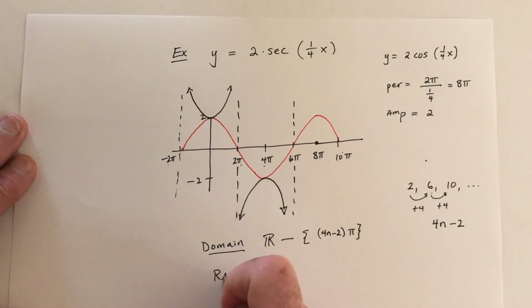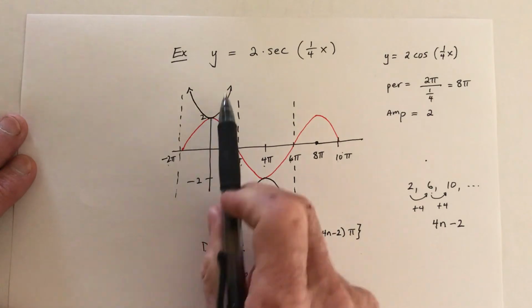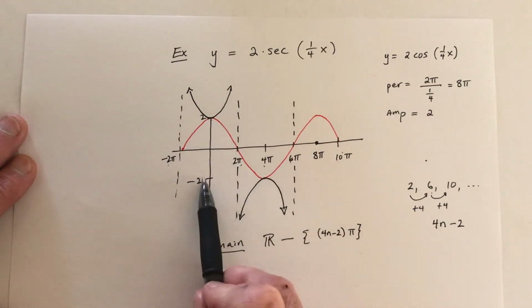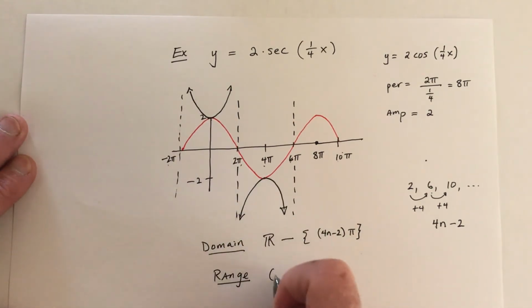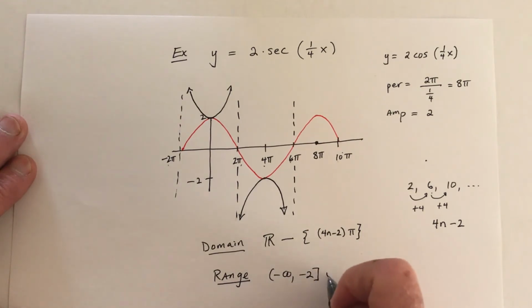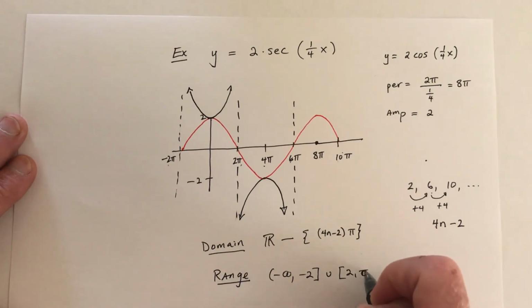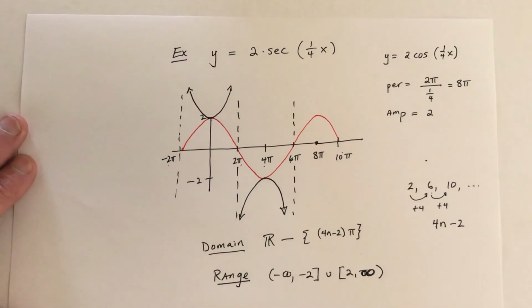Okay, what about the range? So this would be from 2 to infinity. This would be from negative 2 to infinity. So from negative infinity to negative 2, including the negative 2. And then from 2 to infinity, that's not infinity, Greg, that's pi. Silly. There we go.